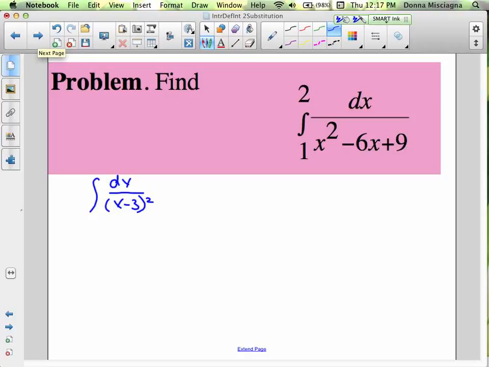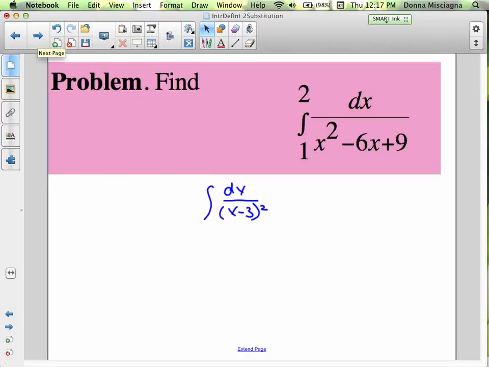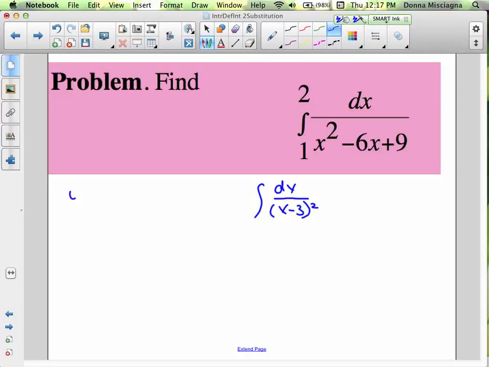Now our u can be x minus 3, and we have the chain rule. Exactly. Before, we couldn't do a chain rule because we didn't have a 2x minus 6, which is what we would be left with. So now our u is x minus 3, and du dx is going to be 1. So du is dx. So we're going to have du over u squared.